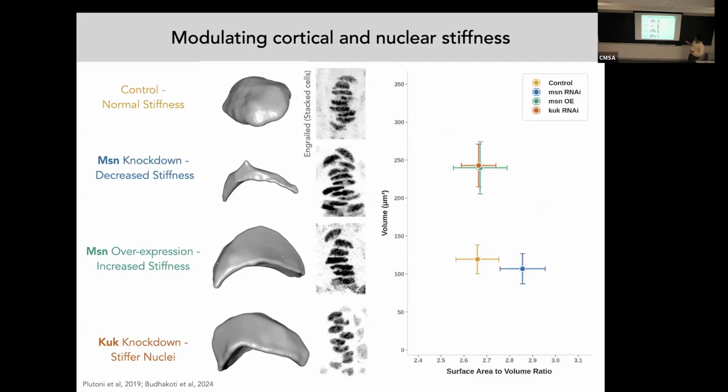What we see is that in a normal control situation, you have a certain volume and a surface area. But when you decrease stiffness, you end up with a higher surface area to volume, so that you spread out the cell more, but you don't change much on the... I guess how about thinking of like the overall packing of the stack instead of individual surface area volume?